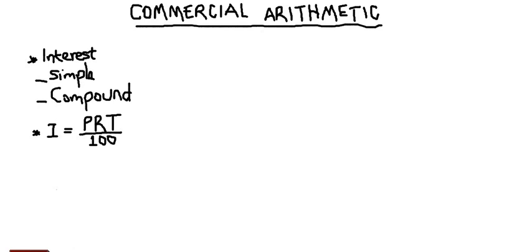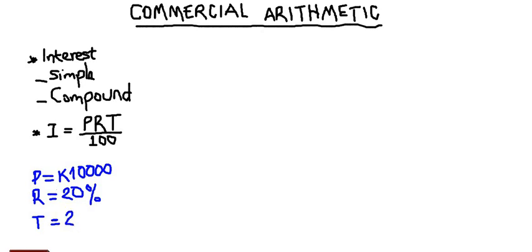If we look at an example, let's say one borrows a principal of 10,000 kwacha at an interest rate of 20% over a period of 2 years, then what will be the interest?